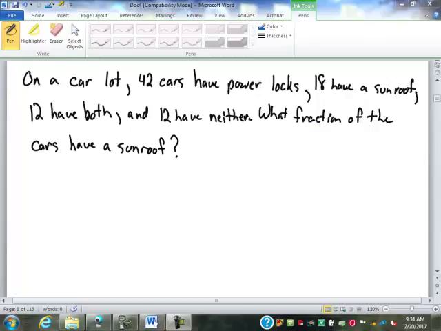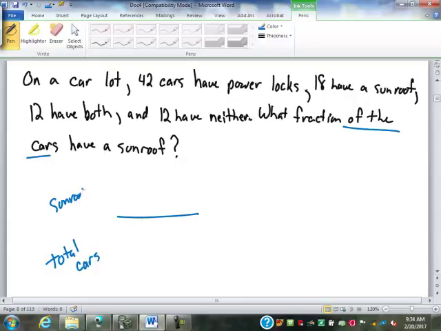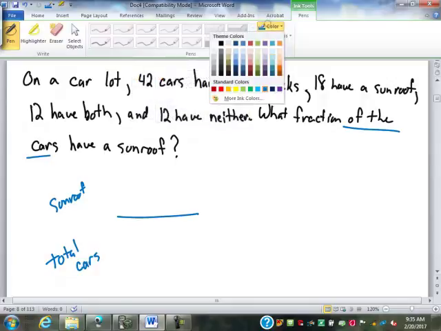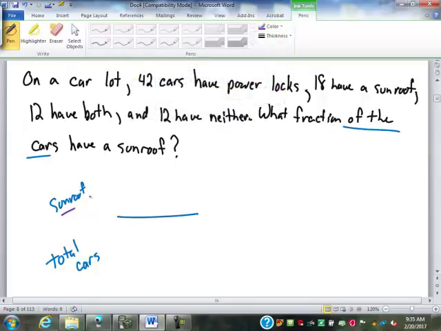So for this one, the key to figuring it out is figuring out what goes on bottom. Now, obviously what's going to go on bottom is total cars. The question is what fraction of the cars have a sunroof. So on top is going to be sunroof. That's easy to figure out. How many of them have a sunroof? 18 of them.